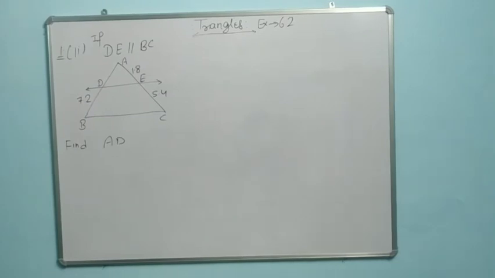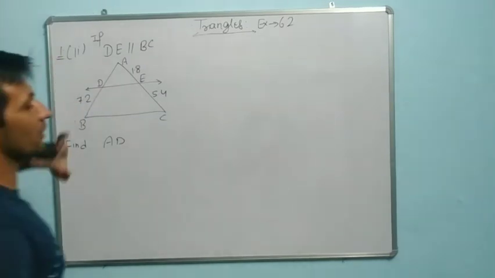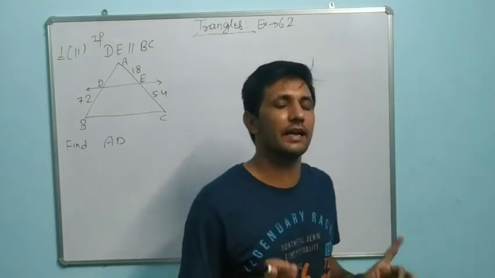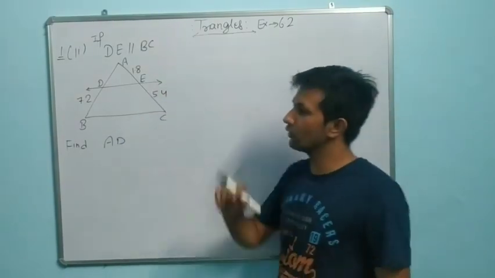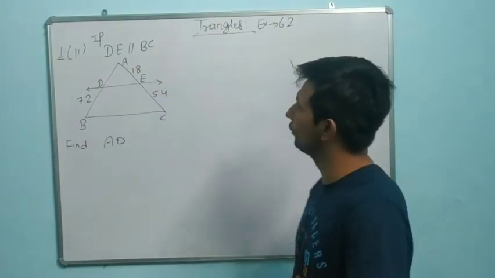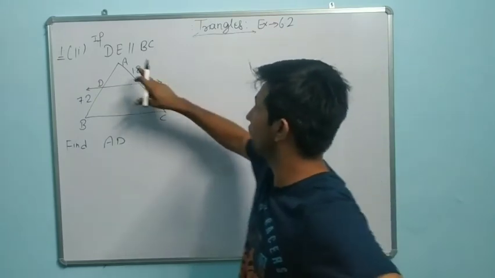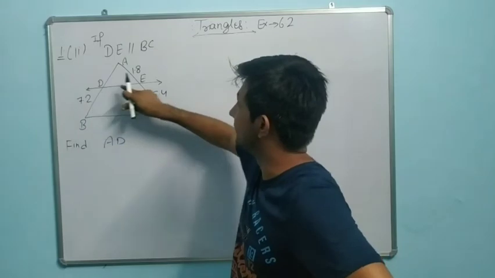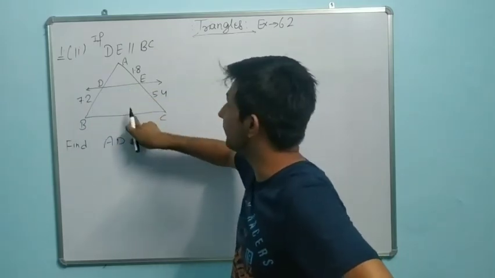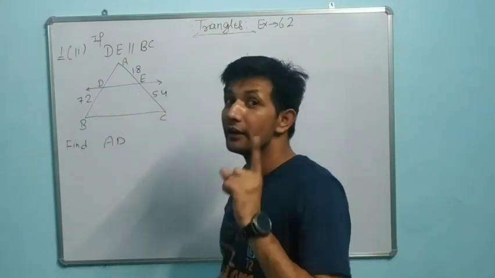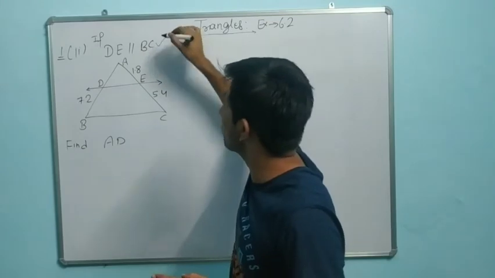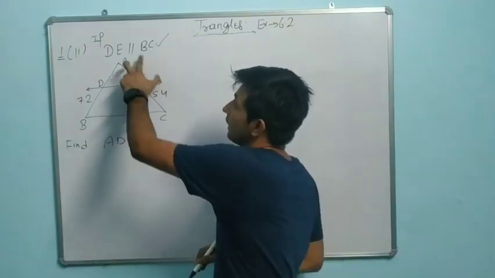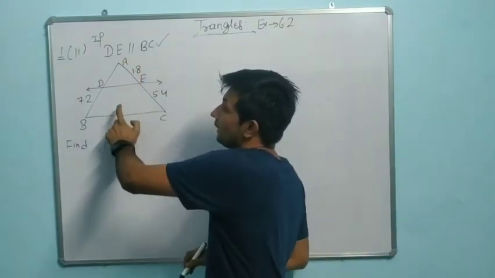So now, dear, our exercise, first question, second part. First and second part both are the same, so we are doing the second part here. The first part you have to do yourself. What is given? DE is parallel to BC. Find AD.